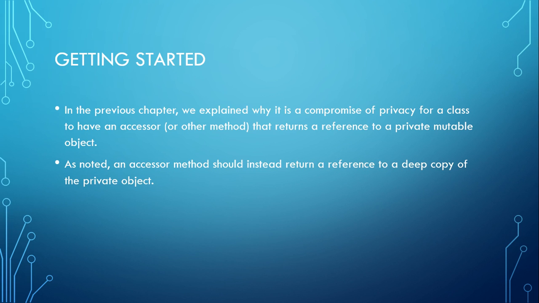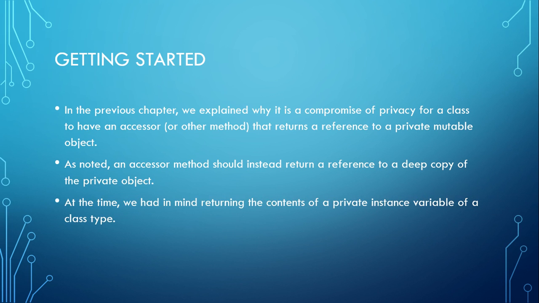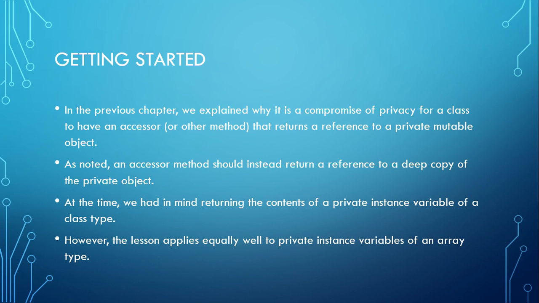As noted from there, an accessor method should instead return a reference to a deep copy of the private object. At the time, we had in mind returning the contents of a private instance variable of a class type. However, this same lesson applies equally to private instance variables of an array type. So just like we talked about privacy leaks with class types, we want to discuss it here with arrays.